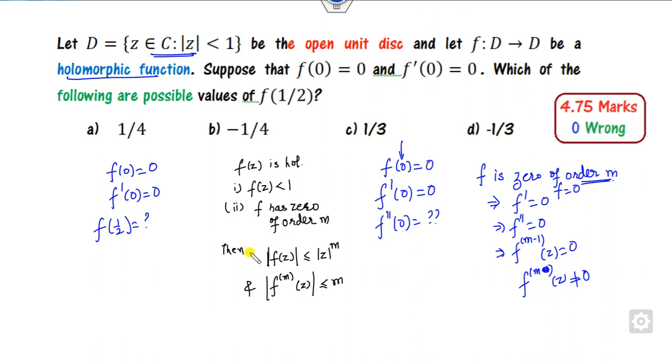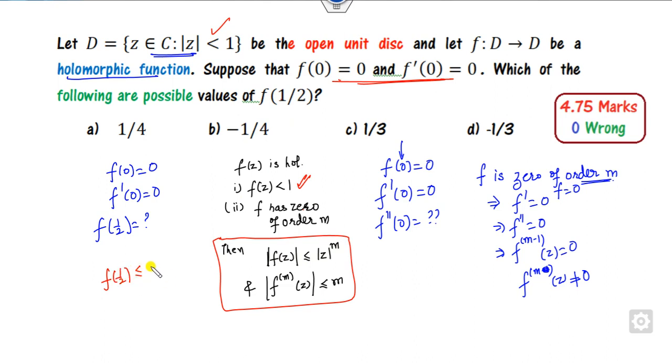So we can use these two results and then we will try to find. You can see our target is f of half. Look, this property is satisfied. F has order m. This is also satisfied. M can have any value. So what is the value of the f of half? It will be less than or equal to half raised to power m. Now our target is to find the value of m. You can see these two values are given. What about the second derivative at 0? It may be 0 or it may not be 0.